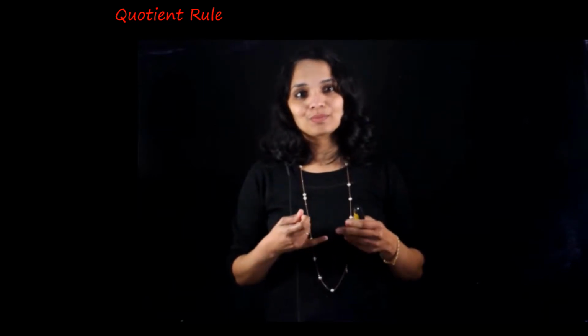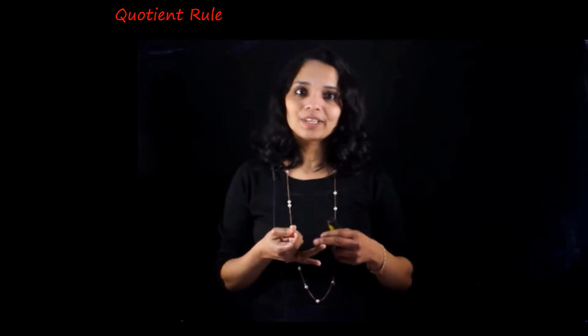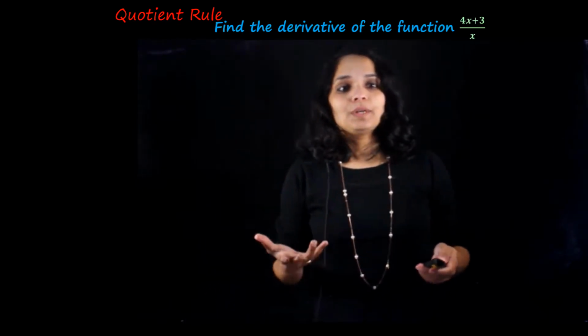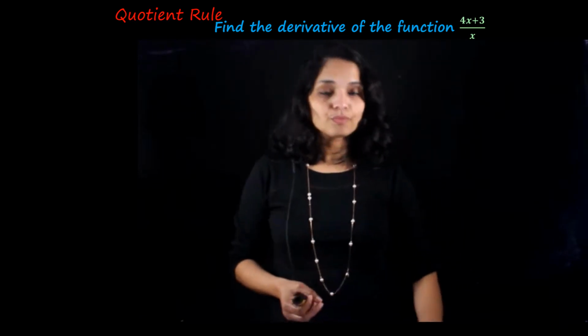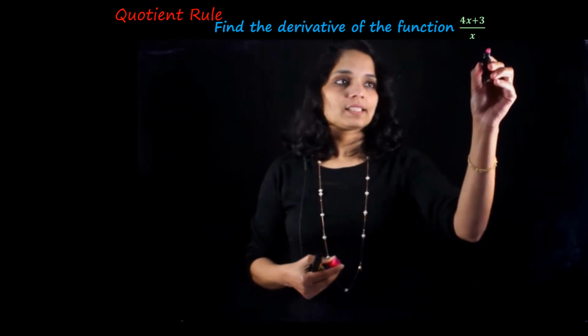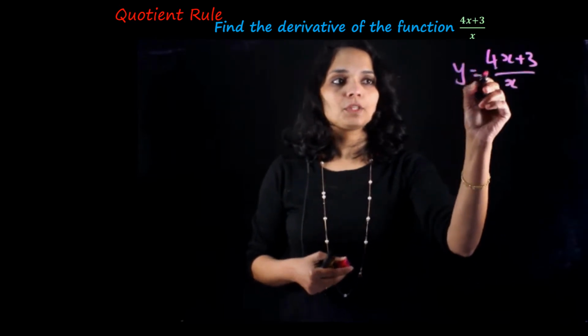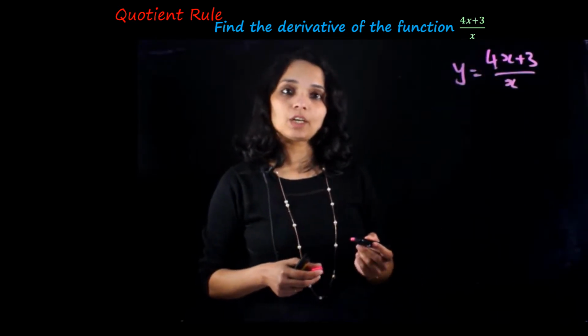We have already seen how to find the derivative of a sum, difference and product. In this video, we're going to learn how to find the derivative of a quotient. A question would be: find the derivative of the function 4x plus 3 on x. So y equals 4x plus 3 on x.